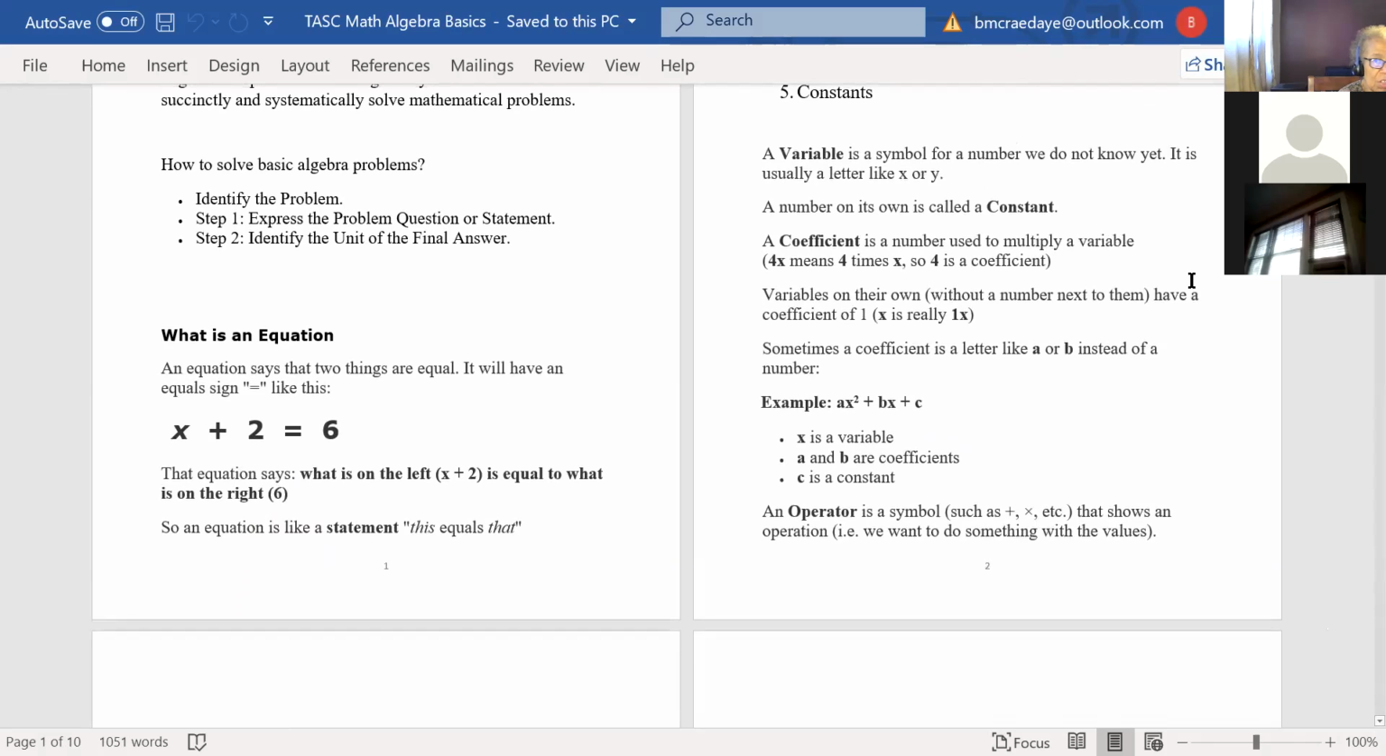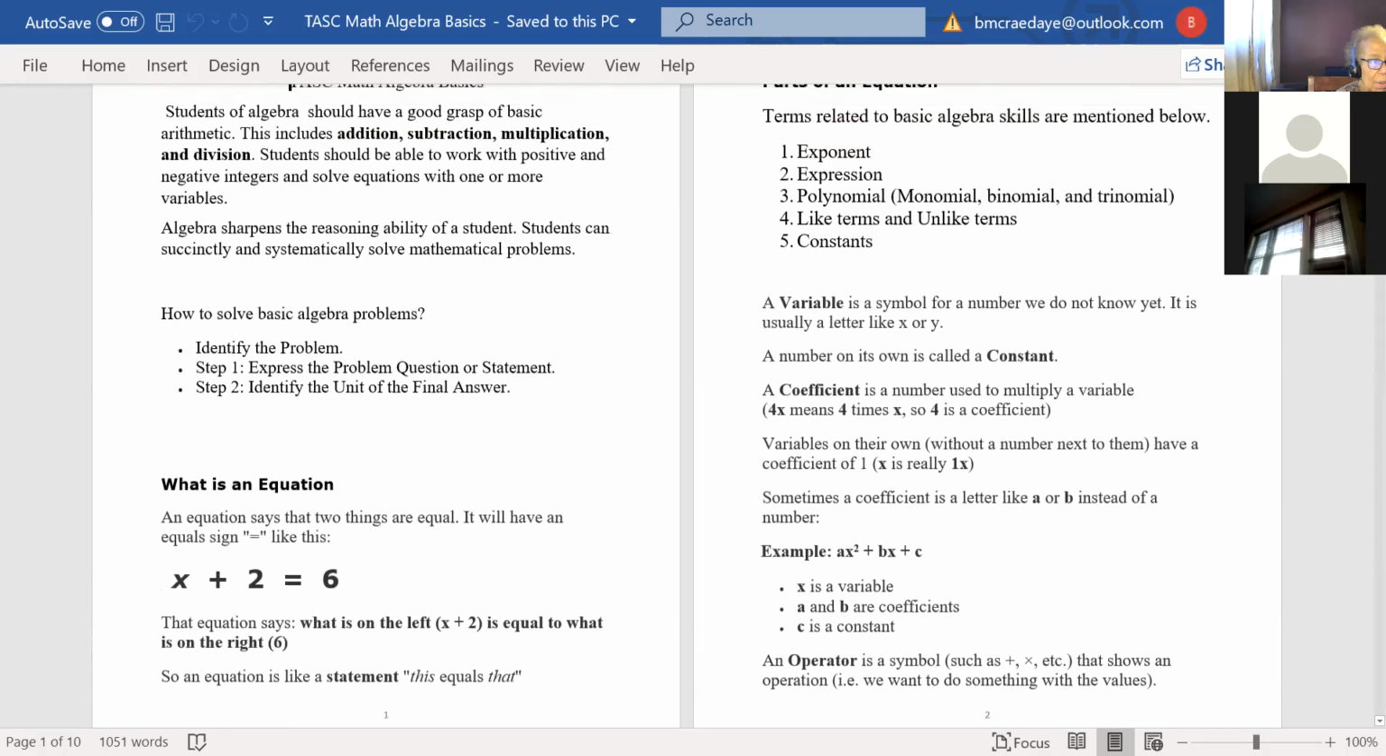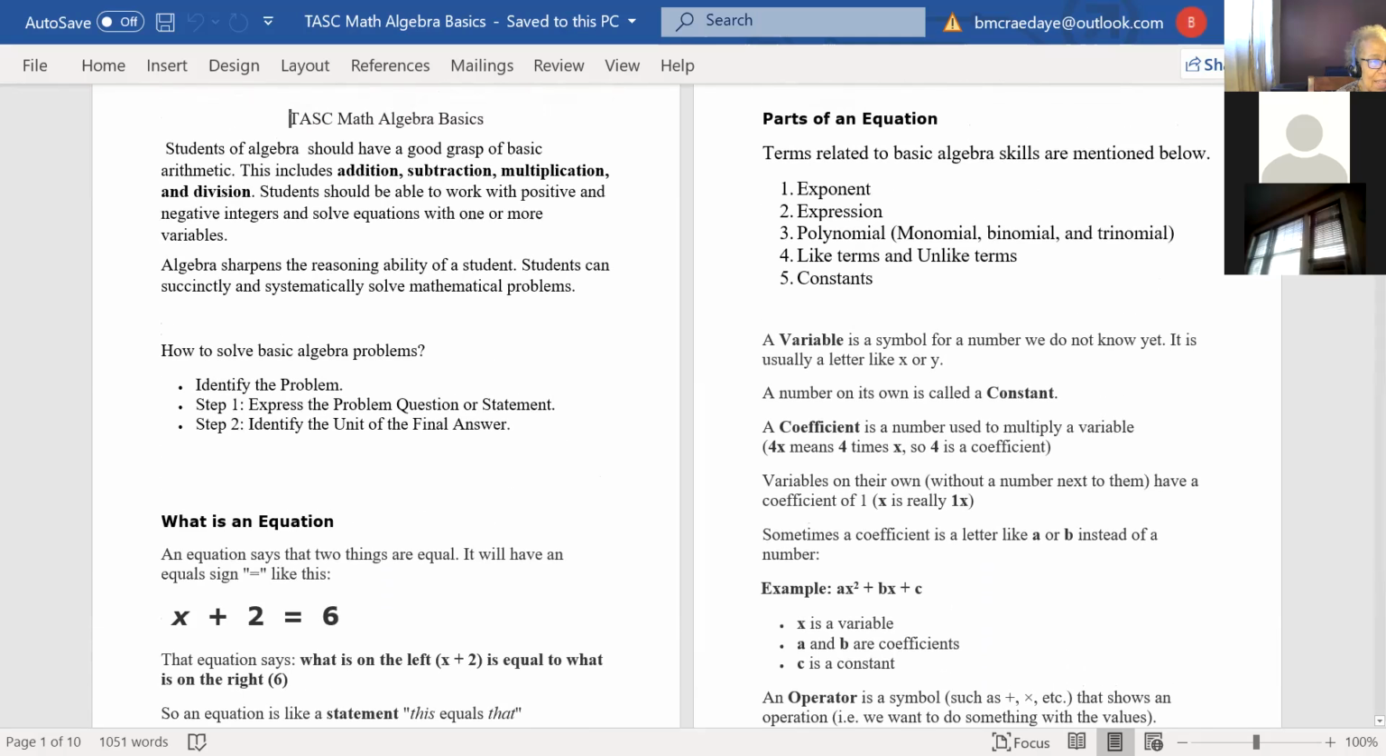If I ask you what is a coefficient, what would you say? I think a coefficient is something before the number. Yeah, you're absolutely right. It's something that comes before the number, like you said. If you say 6x, the coefficient is 6.